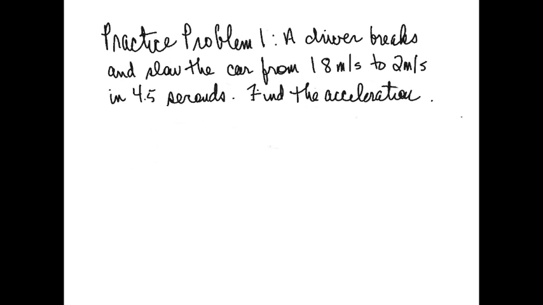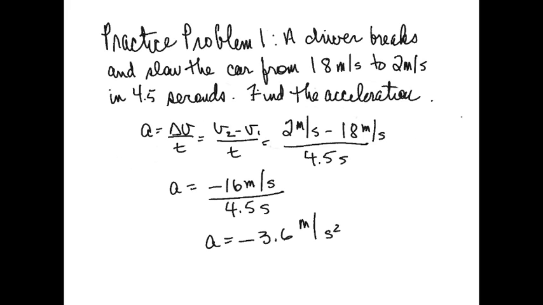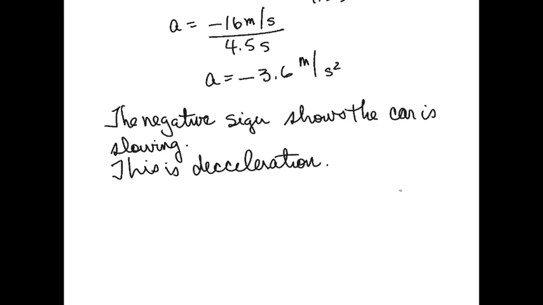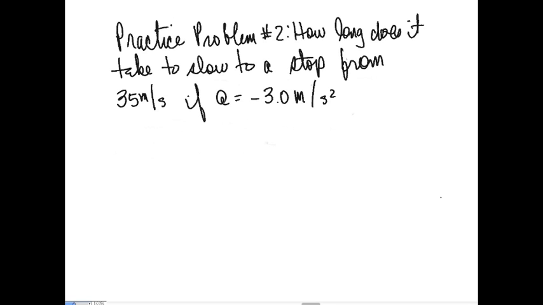Okay, hopefully you've worked the problem and just didn't go ahead and take a look at what's up. Plug the numbers in, then get an acceleration of minus 3.6 meters per second squared, which makes sense because the object is slowing. And we'd expect a negative acceleration because the velocity is getting smaller. The negative sign shows the car is slowing down, and a negative acceleration is called deceleration. Something you probably already knew, common sense type of thing.